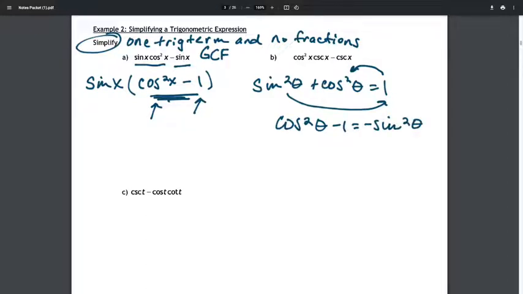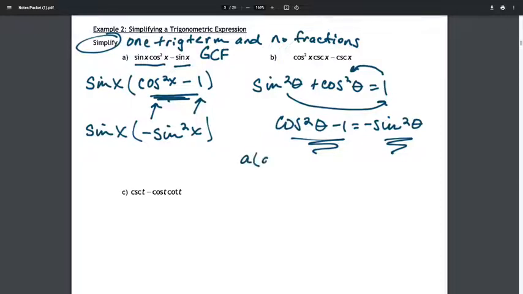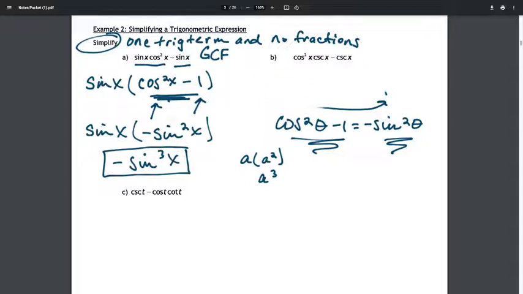So I can replace cosine squared minus 1 with a negative sine squared. So that would be sine x times a negative sine squared x. Now, what you should be thinking of is like if I multiplied a times a squared, I would get a cubed. So this will be negative sine cubed x. And now I'm down to one trig function, so I have simplified that. Well, let's do the next one.